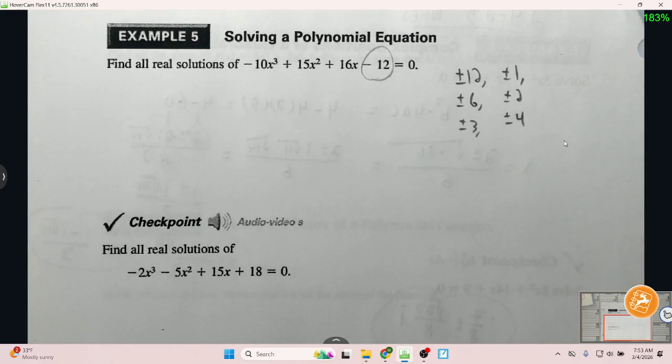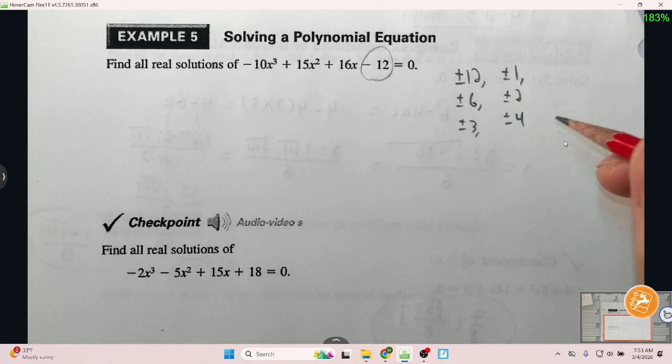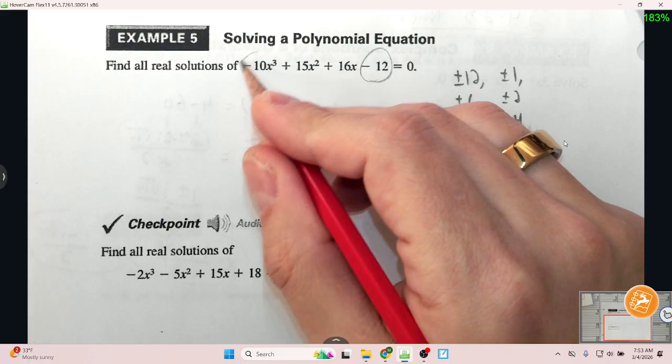And I try to think if there's any others. I don't think there are, because we already covered 3. We got 1, 2, 3, 4. 5 doesn't go in. 7 doesn't go in. So I think we're covered. Then I'm going to go over here.